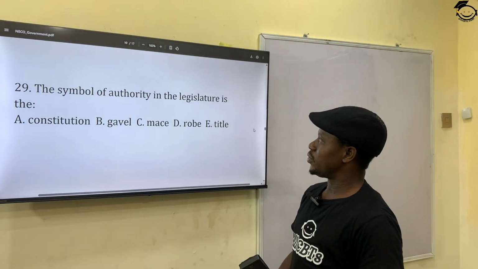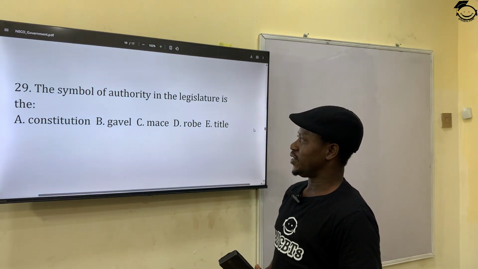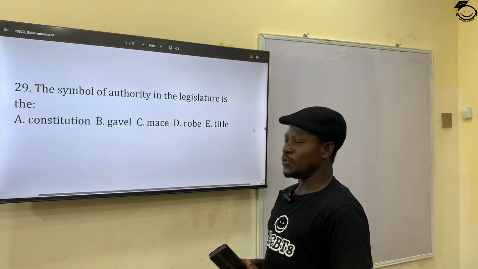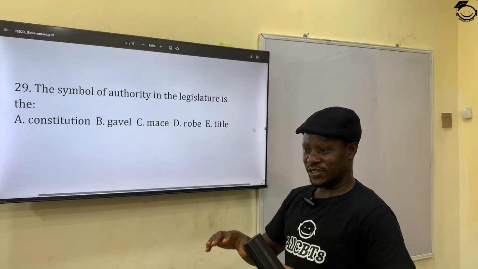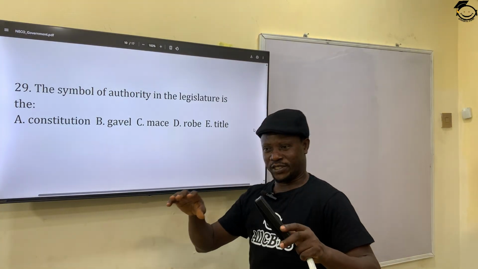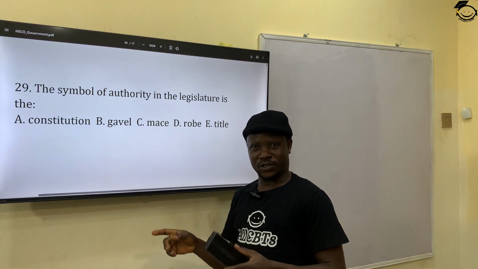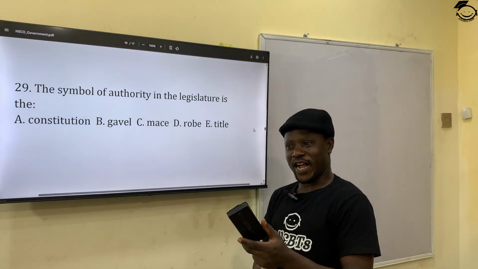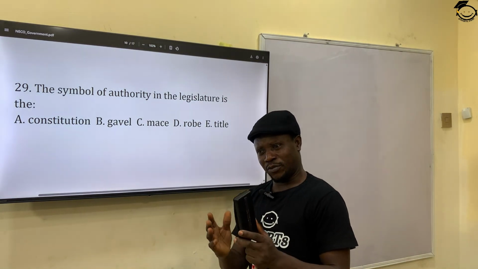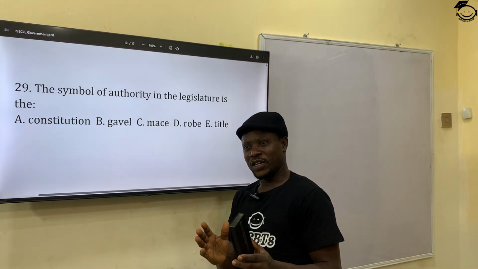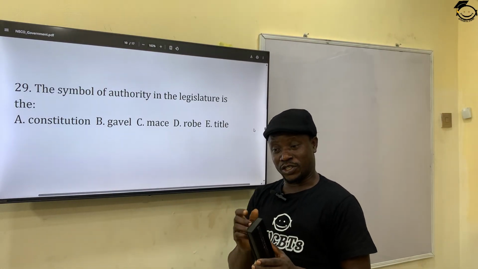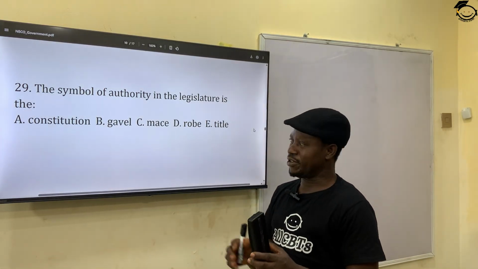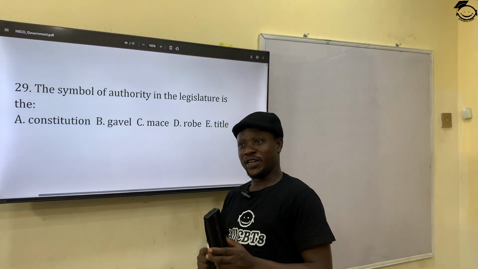The symbol of authority in the legislature is the dash. Constitution, gavel, mace, rope, title. If you notice, there's an object called mace, M-A-C-E, not mace as the one you eat. There's an object that is always carried when the Senate, if you have seen them on television before, on the news, when the Senate president is coming in for a meeting, there will be somebody, the bearer, the sergeant, that will carry this mace.